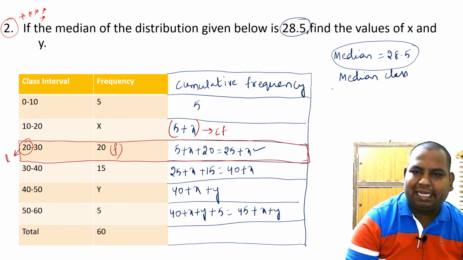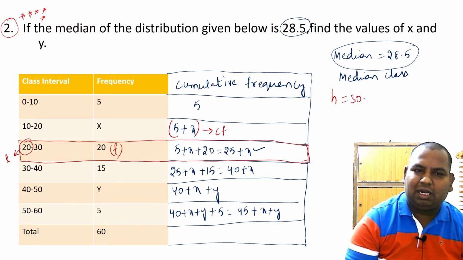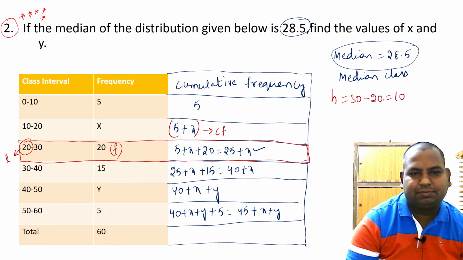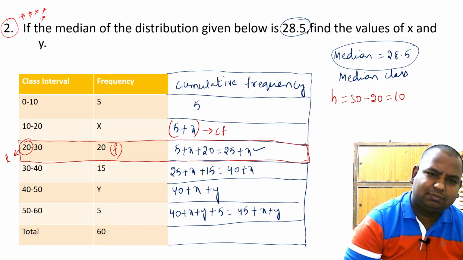Next, h. h is the class size or class width of the median class. Here the class size of the median class will be the upper limit minus the lower limit, that is 30 minus 20, which is 10. We got all the values needed in the median formula.